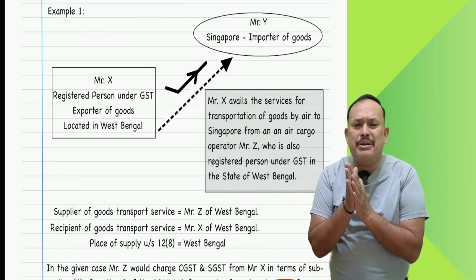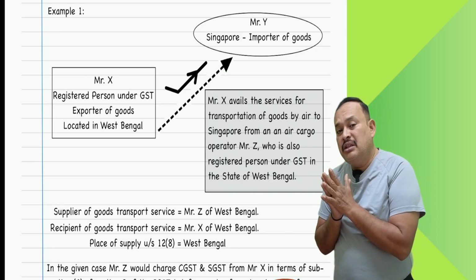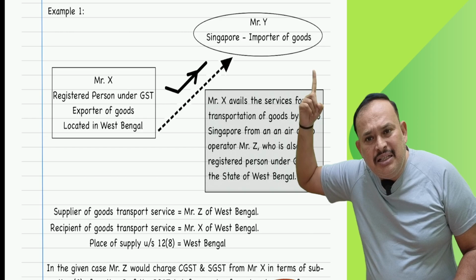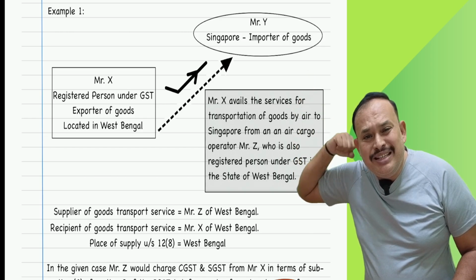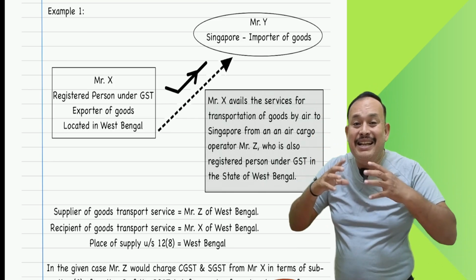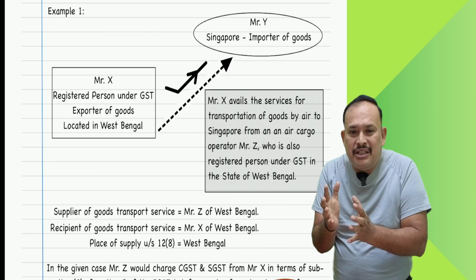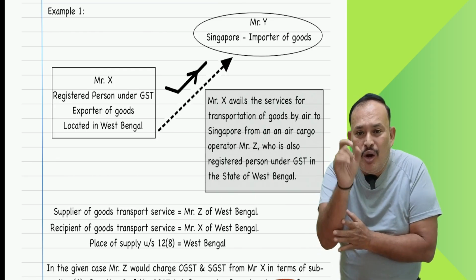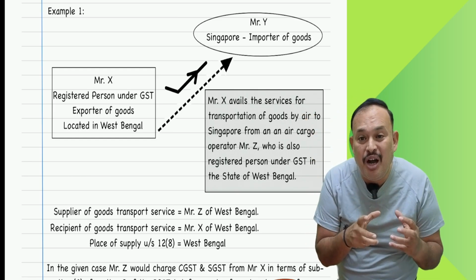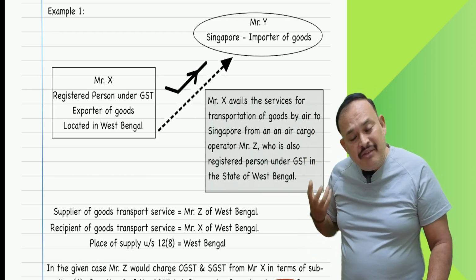Mr. X, a registered person under GST, is located in West Bengal. He is an exporter of goods to Y Limited, Singapore. Who is the exporter? X. Importer is Y. He is exporting the goods in an air cargo. X approached, hey, Mr. Jet, you are holding the air cargo. Could you transport my goods from West Bengal to Singapore?